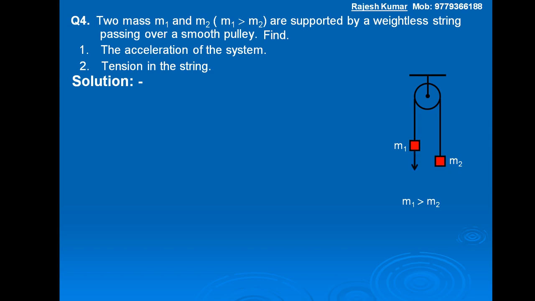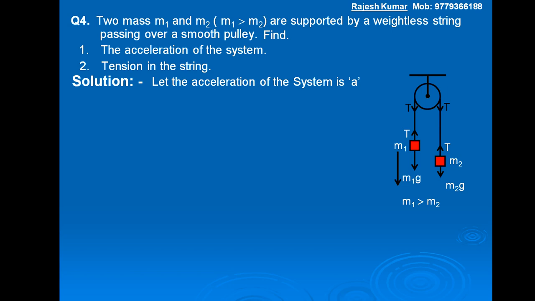Now weight of mass M1 is equal to M1G acting in the downward direction, and weight of mass M2 is equal to M2G acting in the downward direction, and tension is capital T acting in the upward direction, and on the pulley the tension is acting in the downward direction, same magnitude capital T. The direction of tension is always from the point where it is tied, away from the point where it is tied. Now let the acceleration of the system be small a.